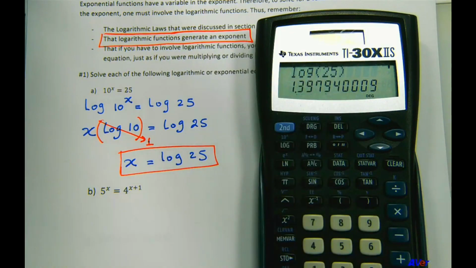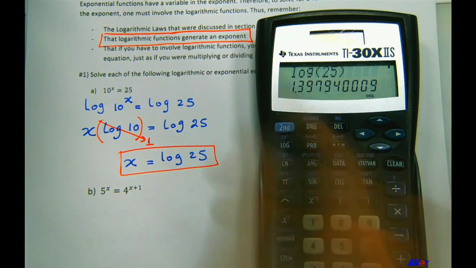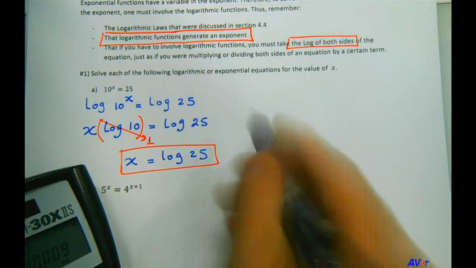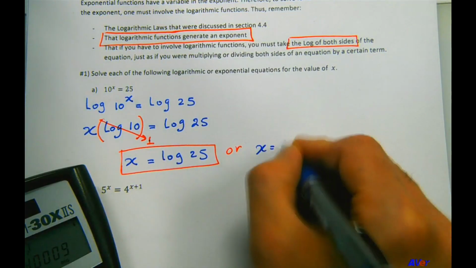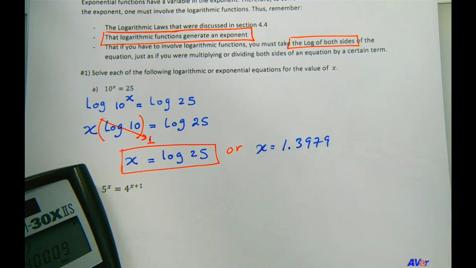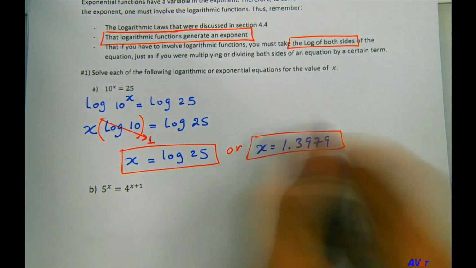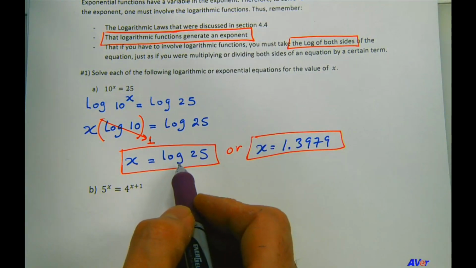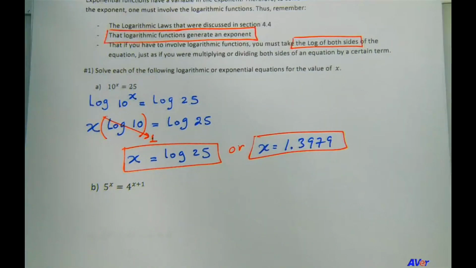1.400, or however many decimal values they ask you to round it to. But I'm just going to round this to 1.3979, so 4 decimal places. So x equals 1.3979. Okay. So give this answer if you're not allowed to use a calculator. Give this answer if you're allowed to use the calculator.